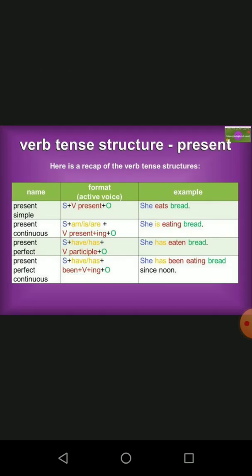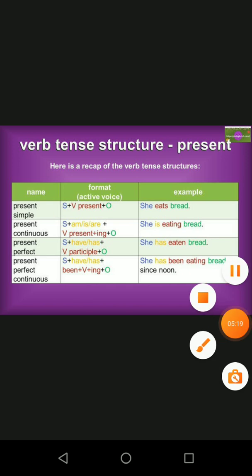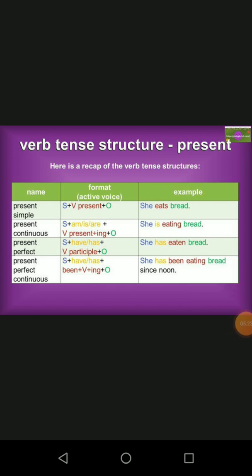Next, we come to present continuous. Present continuous refers to an action which is going on at the time of speaking. Okay, when I'm speaking of it. For example, I am studying now. So that means what? When I'm speaking of the action, I'm doing that action.